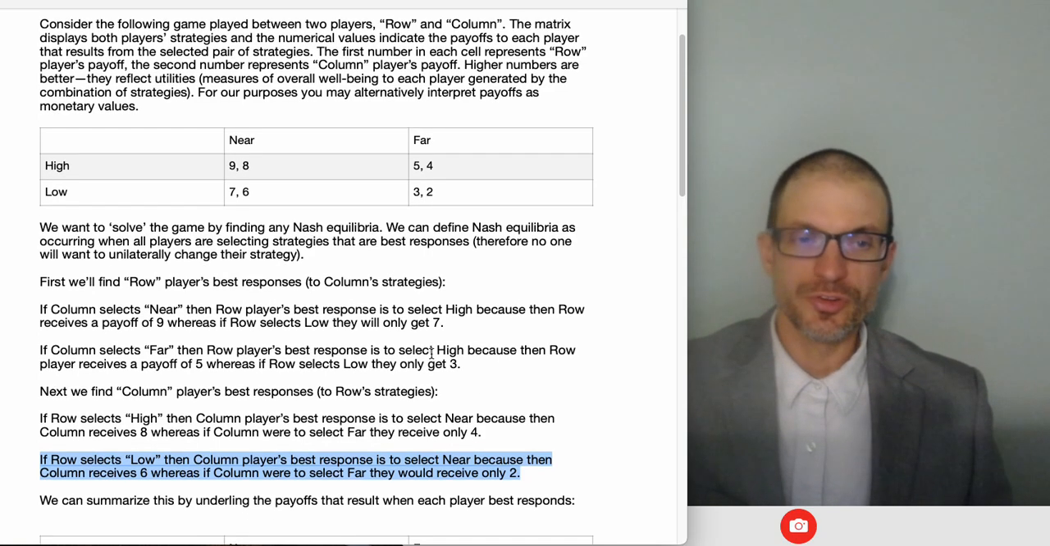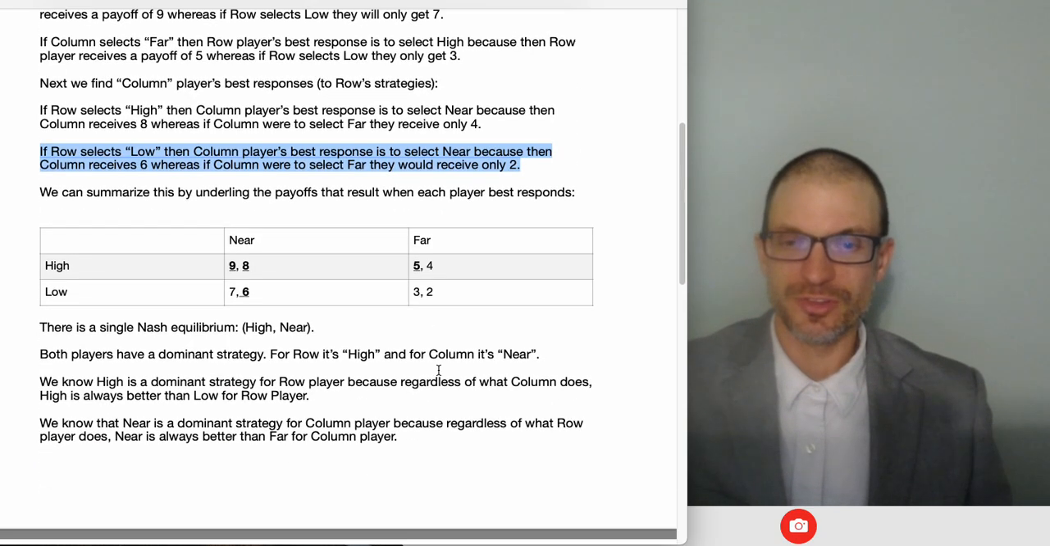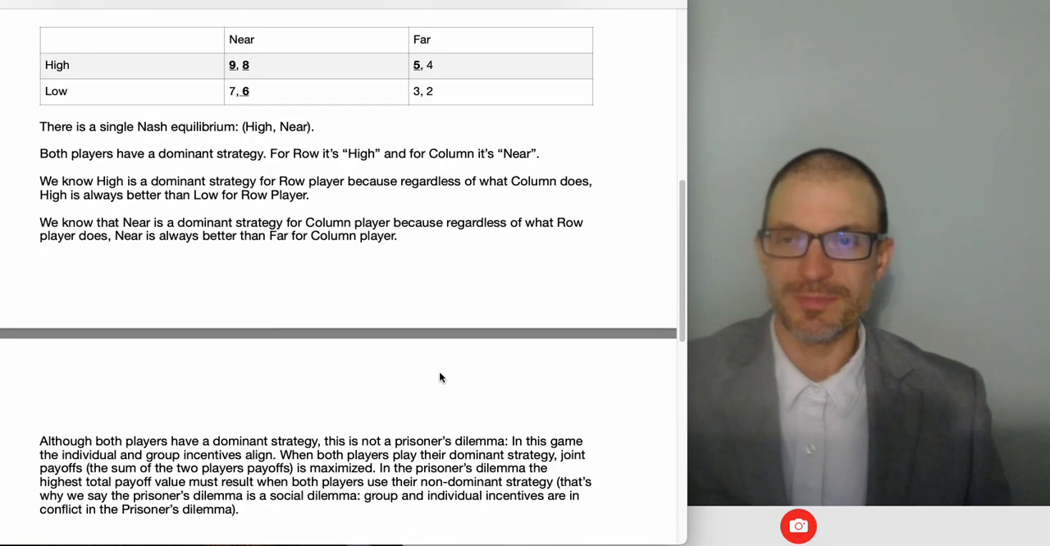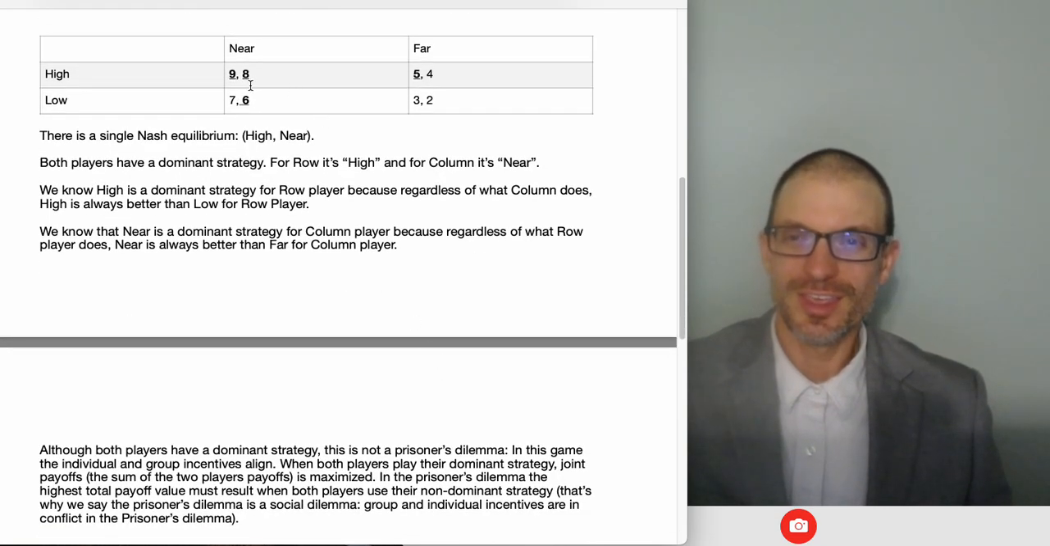So I can also do this by underlining those best responses. If you do this by the underline method, this is what it will look like. If you have two underlines in the same column for column player, that gives us a dominant strategy for column player. If you have two underlines in the same row for row player, that gives them a dominant strategy. If you have two underlines in the same cell, that gives us a Nash equilibrium. So there's a single Nash equilibrium, high and near.